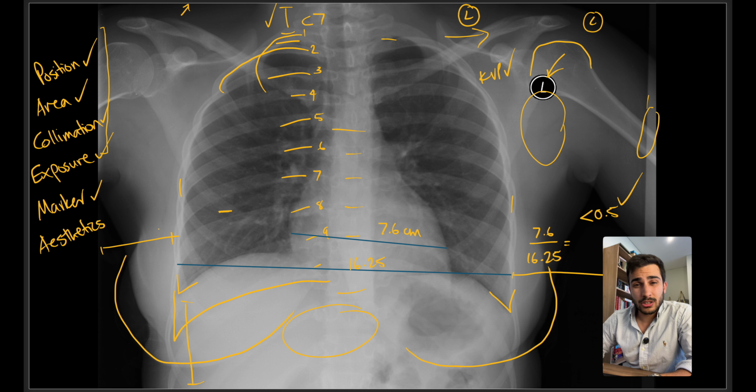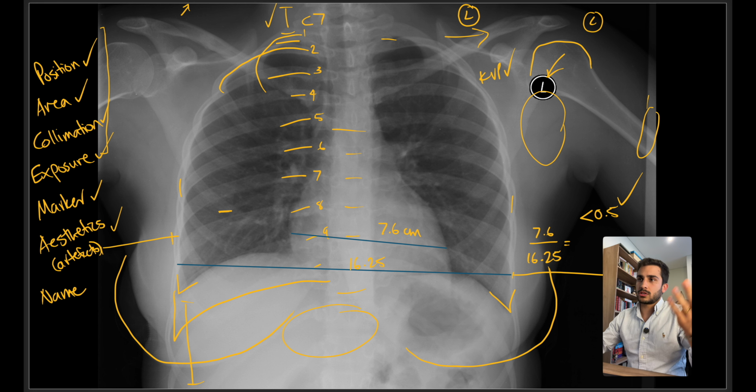What was the other thing in terms of aesthetics? It was artifacts, right? Artifacts. Doesn't seem to be any artifacts in this particular image, so I'm pretty happy with that. That's fine. And the last one, N, which was name. Again, obviously no name in this image, so no name presented because of anonymous reasons. That one's always a freebie for you. All right, so that was case number 2. Hopefully it made sense. Now let's move on to the next one.